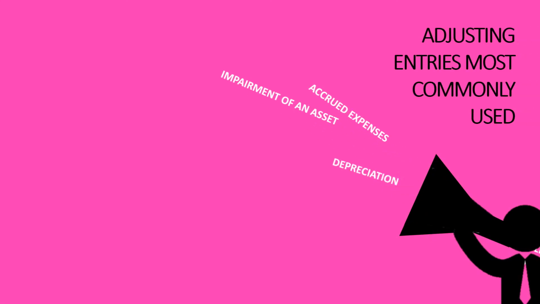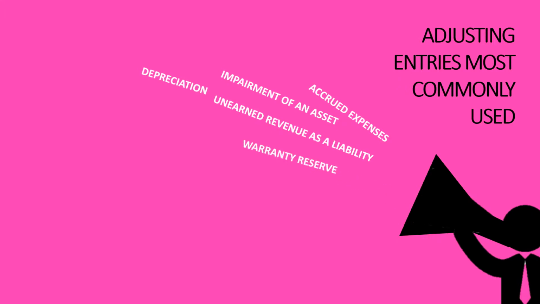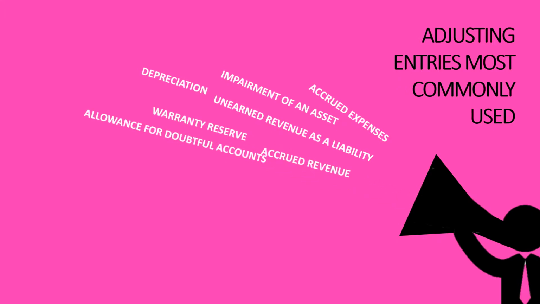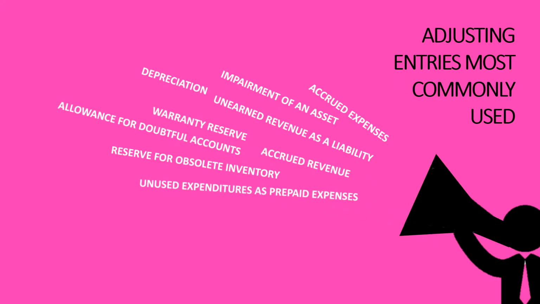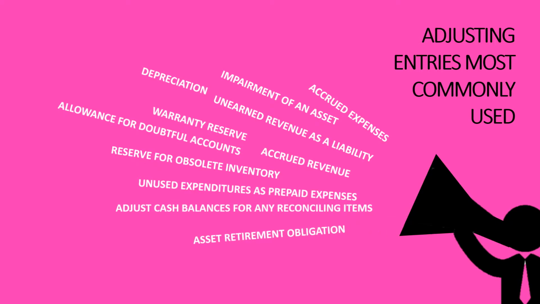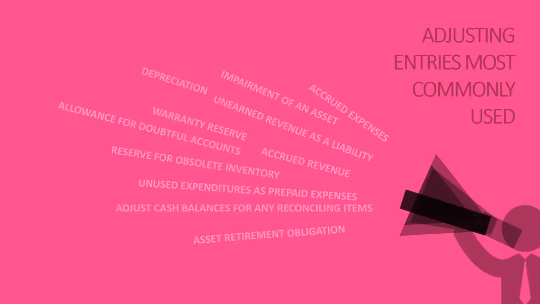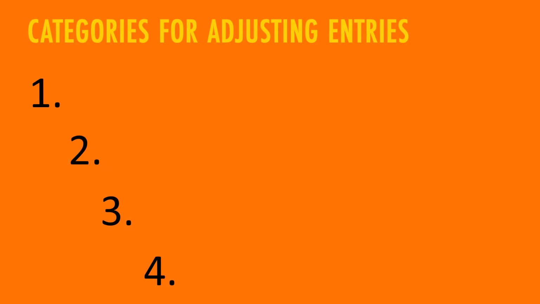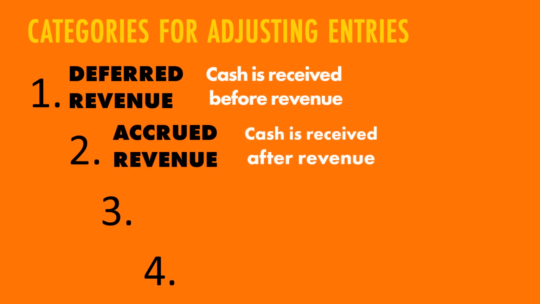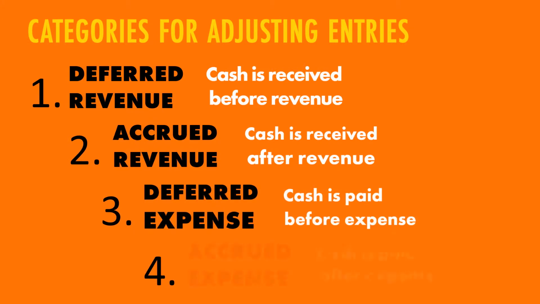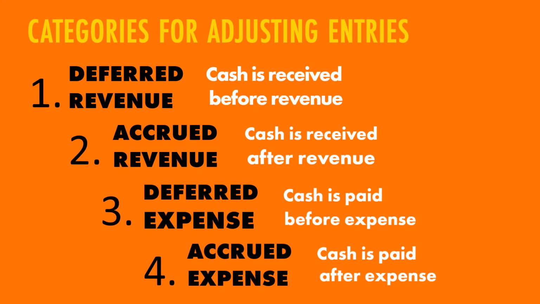Here are just a few of the most commonly used accounts for adjusting entries. Have a look at the four main categories for adjusting entries: deferred revenue, accrued revenue, deferred expense, accrued expense.